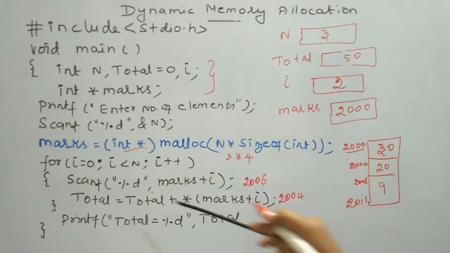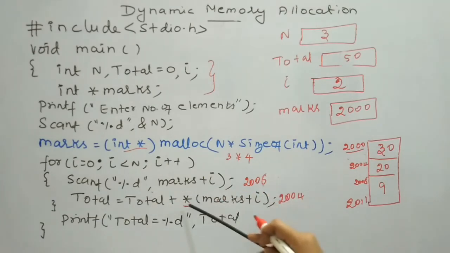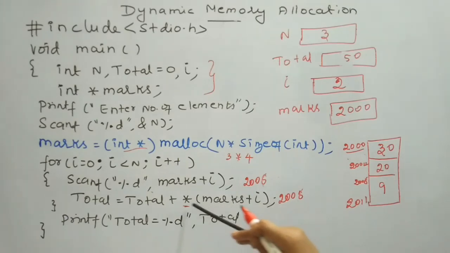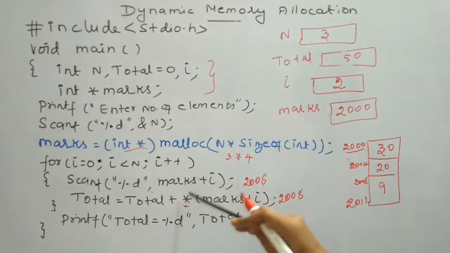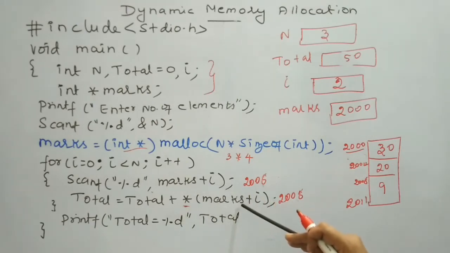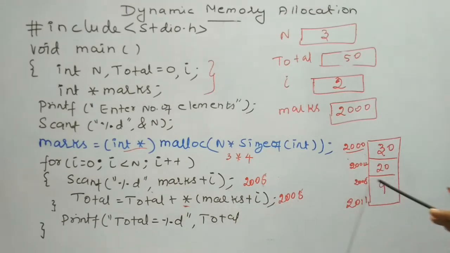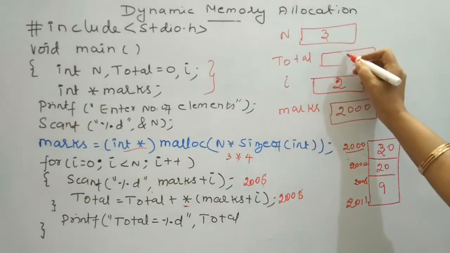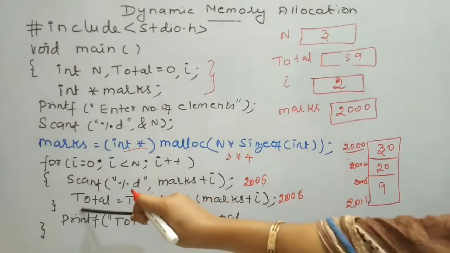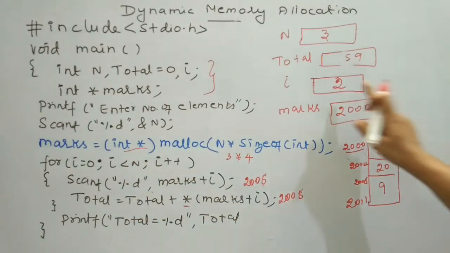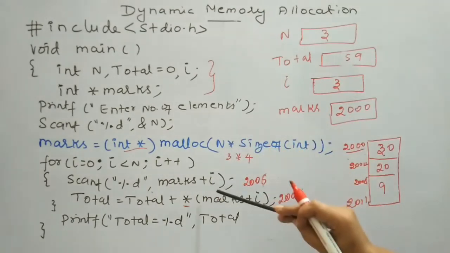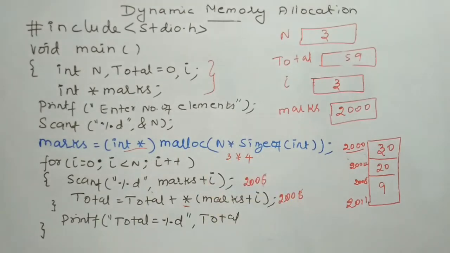The next statement executed is total is equal to total plus star of marks plus I. That marks plus I is now 2008. Then get the value stored in this memory address using the indirection operator. The indirection operator will fetch the value stored in memory address 2008. In 2008, I have stored the value 9. 9 is added to total. Now total becomes 59. Again it jumps back to the starting point of the for loop. Now I becomes 3. We check the condition, and it is not satisfied, so it comes out of the for loop.